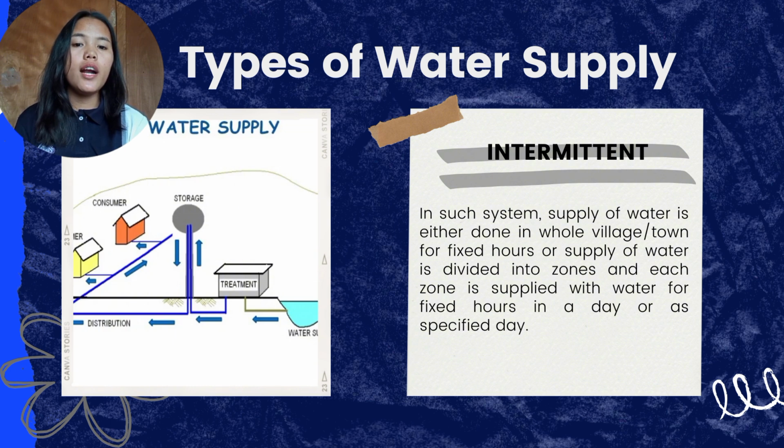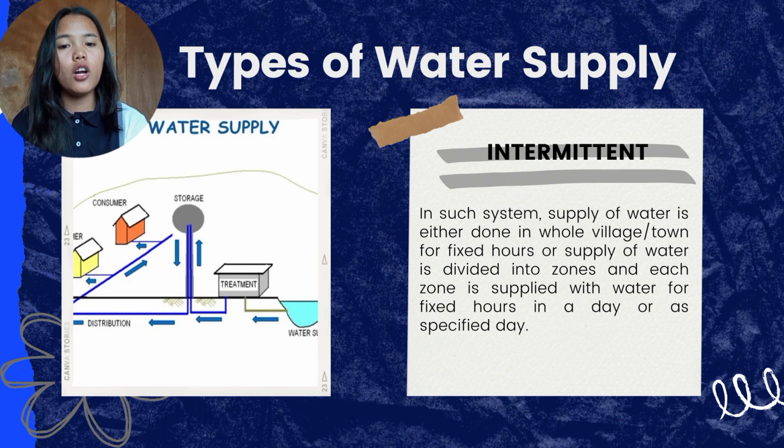It provides water at specific hours or days, with breaks in supply. This type of system is common in areas with limited water resources or infrastructure, leading households to store water when it's available. Intermittent systems can sometimes increase the risk of water contamination as breaks in supply can lead to backflow issues. So there are advantages.